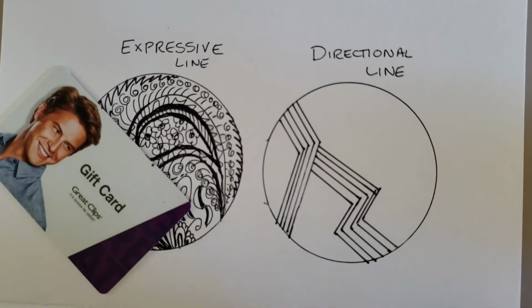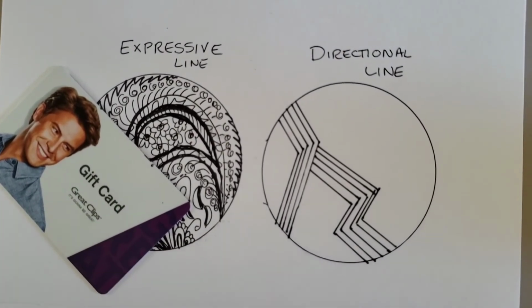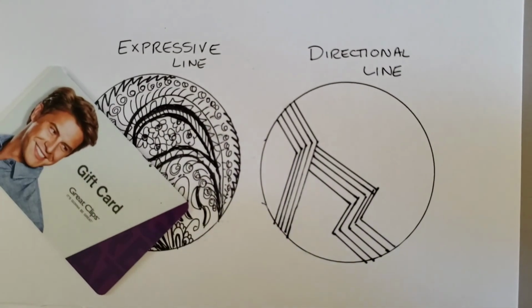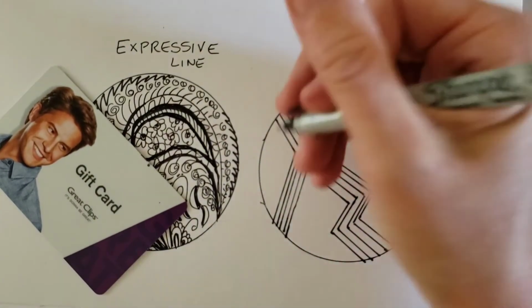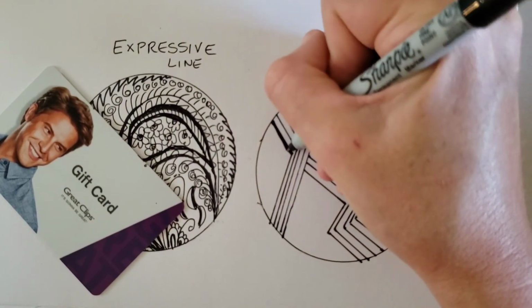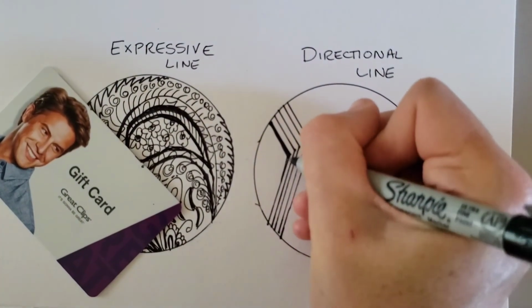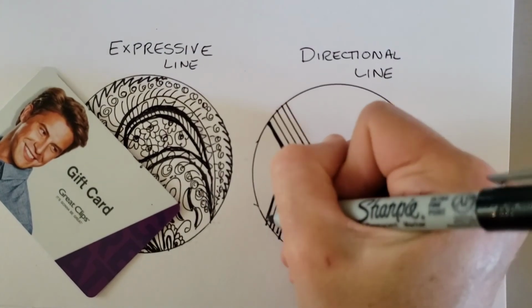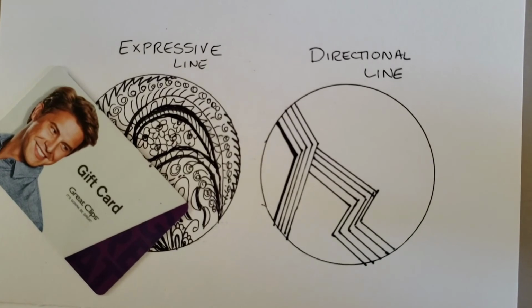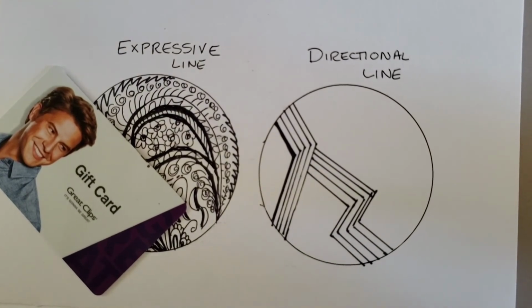It might be interesting to play around with line quality or the thickness or thinness of your lines in here. You could do that by either just going over a line to make it a little bit thicker, or you could use markers or pens that are different thicknesses just to play around with the line quality.